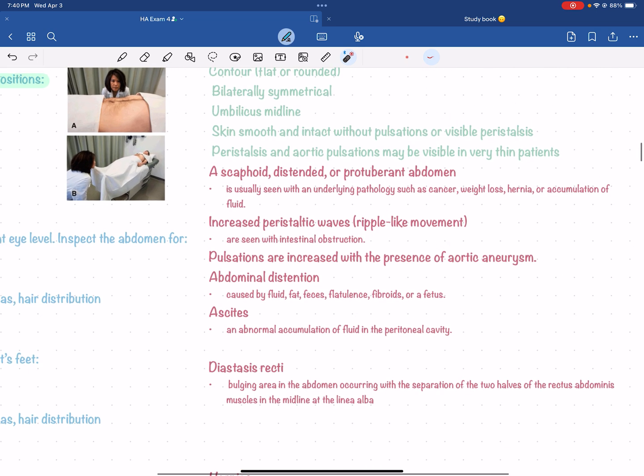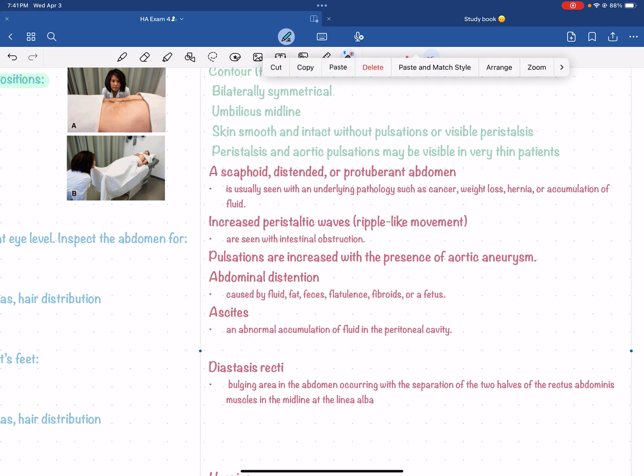An abnormal finding is if we have increased peristaltic waves, which are what kind of movement? It's a ripple-like movement. These will be seen with what? Intestinal obstructions. What are pulsations? These are increased with the presence of an AA, an aortic aneurysm.